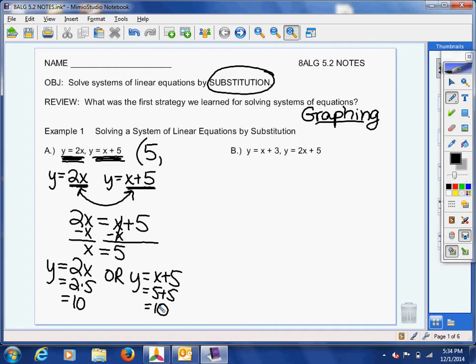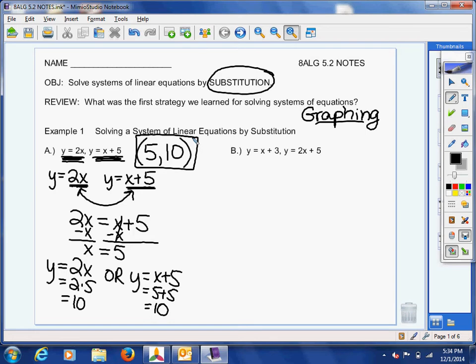It doesn't matter. My point is it doesn't matter. You don't need to do both of them. You just need to plug into one of them and solve for y. So our point of intersection is at 5, 10 for this first system. Okay? And you can plug it in and just test it out if you want to. If it doesn't work in both of them, then that's not your solution. Okay? I love doing substitution, especially when the equations are set up this way.